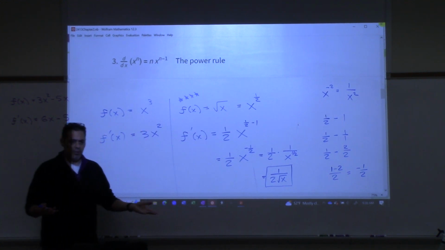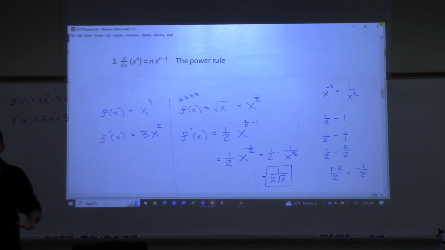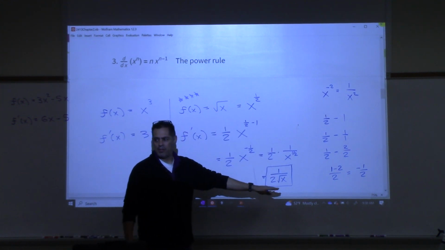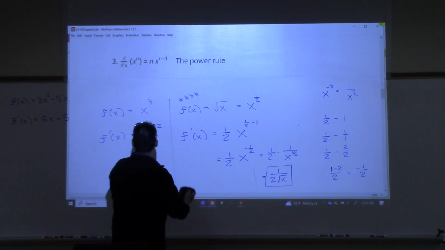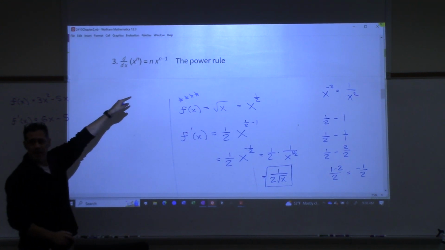There's others that we'll do that aren't as common, and I won't ask you to remember or memorize those. You'll just go through the formula. But that one just comes up so much that we don't have time to do this every single time on the square root of x. Let's do another one. I still haven't proven that formula. You're just taking it on faith.